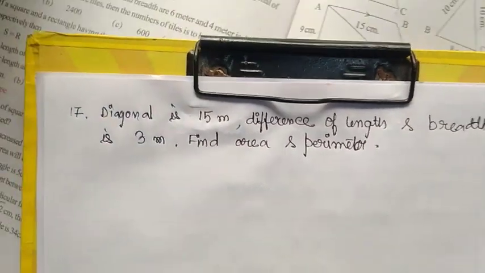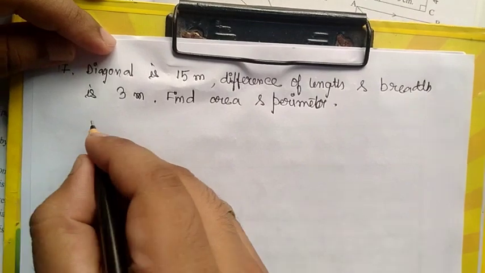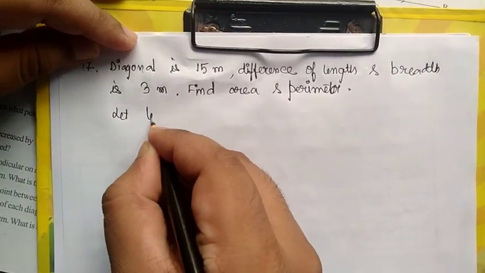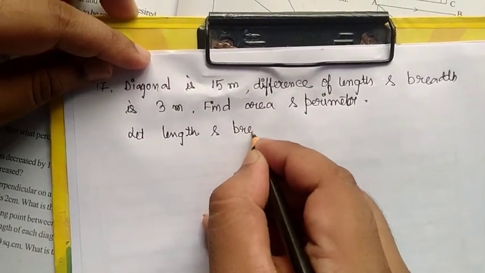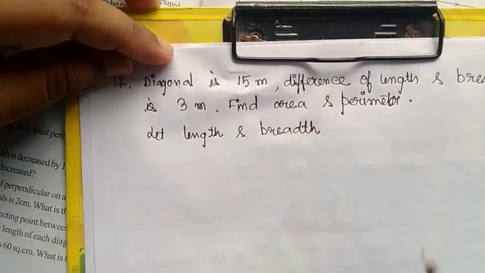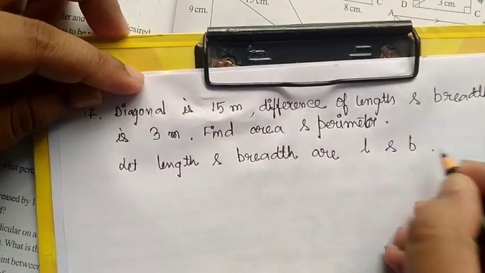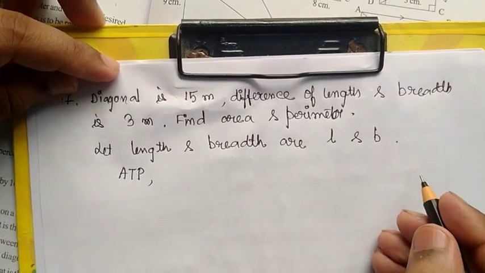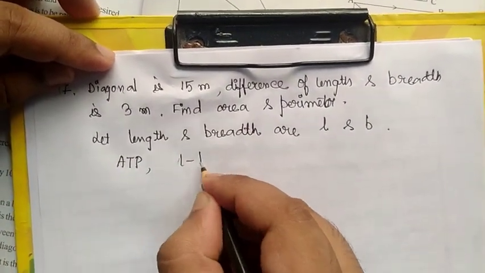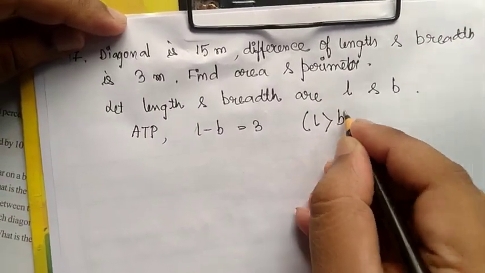So first of all, we're gonna write that let length and breadth are L and B. So according to the problem, we can say that the difference between length and breadth is L minus B equal to 3 meter, where we can assume length is greater than breadth.